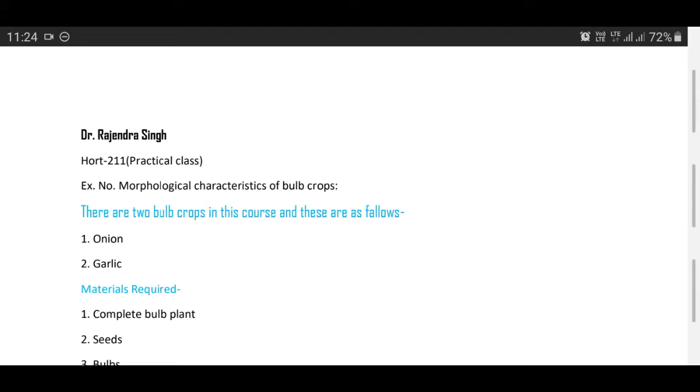Good morning everyone. Today's topic is morphological characteristics of bulb crops. As per your syllabus, there are two bulb crops in your course, and these are onion and garlic.